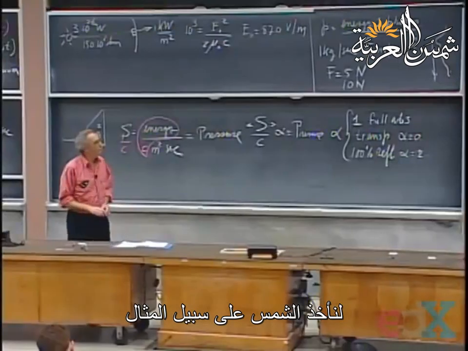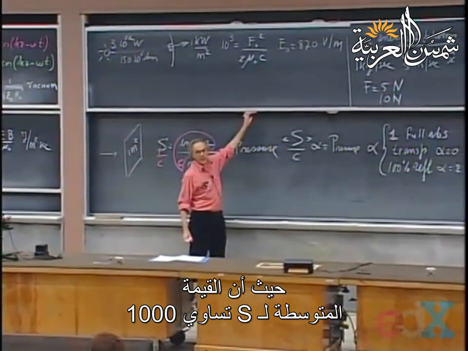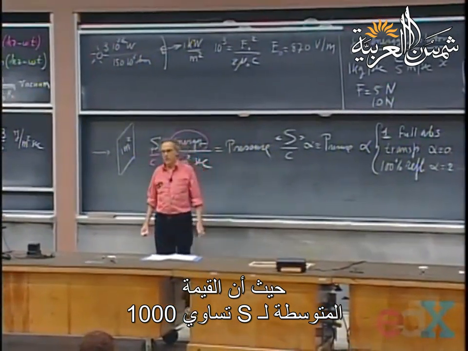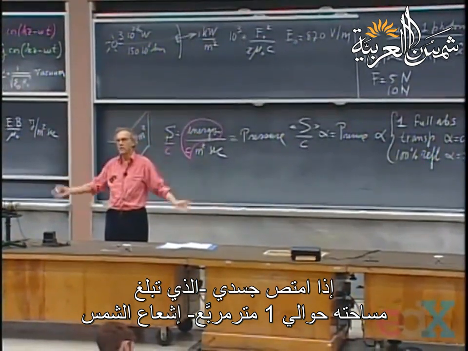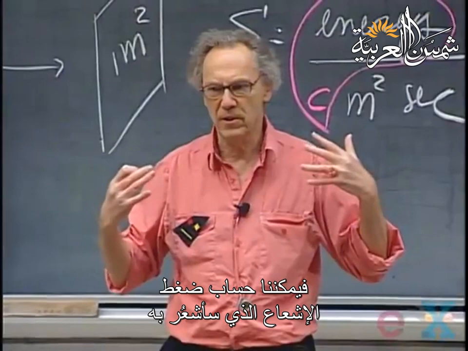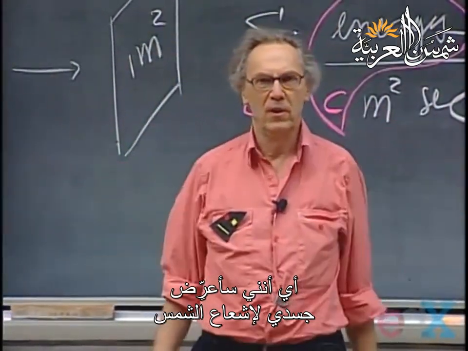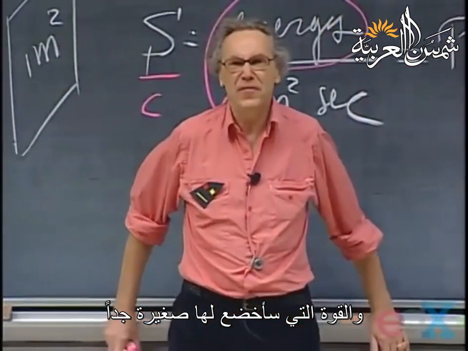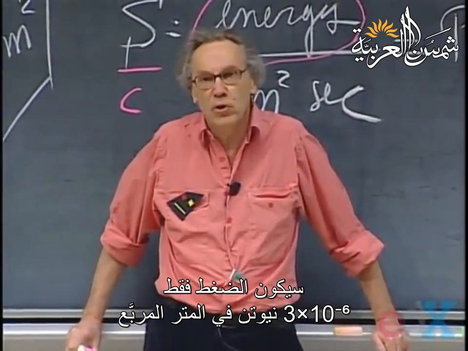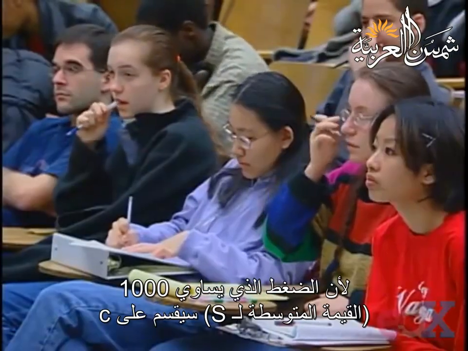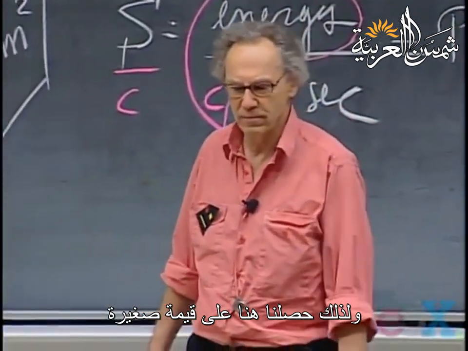If you take the sun, whereby the mean value for S is 1000, you can calculate now, if you absorb that radiation over 1 square meter, what pressure you would experience. So your body, 1 square meter, you expose it to the sun in the direction of the sun. That force is insignificantly small. The pressure would only be 3 times 10 to the minus 6 newtons per square meter, because you have to divide that number thousand by c. There's not much left over.